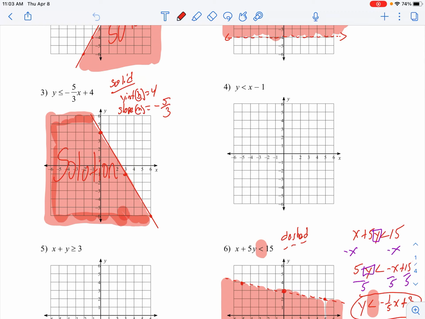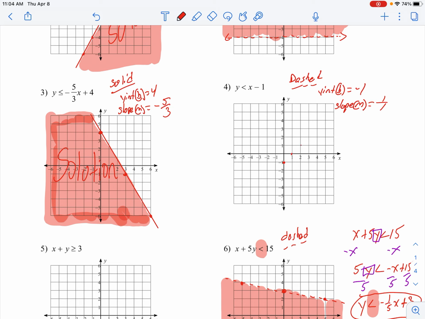Okay, question 4. It's going to be a dashed line. It's ready to graph because we know the y-intercept is -1. And the slope in this case is the number in front of the x, which is 1. So 1 over 1. Go to the y-axis. -1 starts it off. Rise over run.